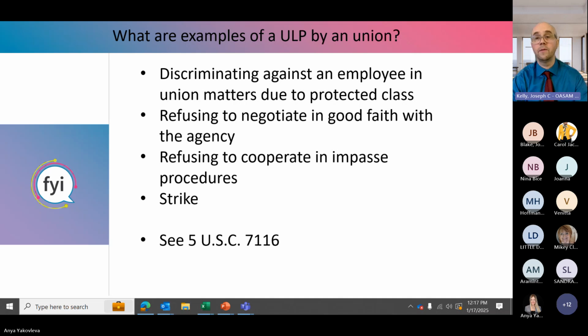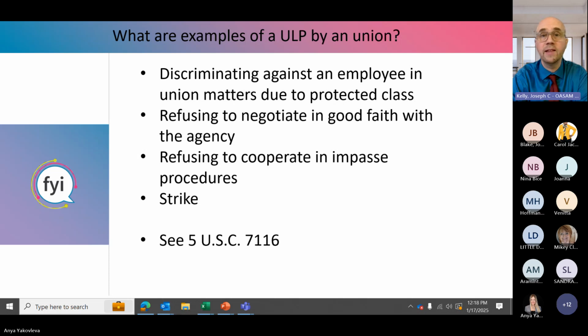Okay, so those are unfair labor practices by the agency, but what about the union? The union can commit unfair labor practices as well, and it's a two-way street. A union cannot discriminate against an employee in the context of union activity due to that employee's protected class, such as race, national origin, sexual orientation. That's an unfair labor practice. Refusing to negotiate in good faith with the agency is also an unfair labor practice, so that cuts both ways as well.